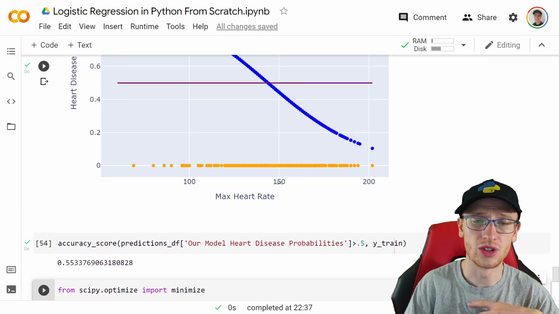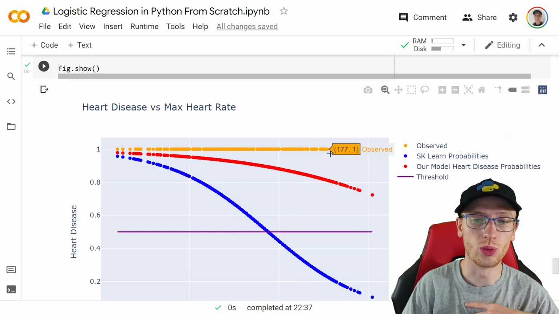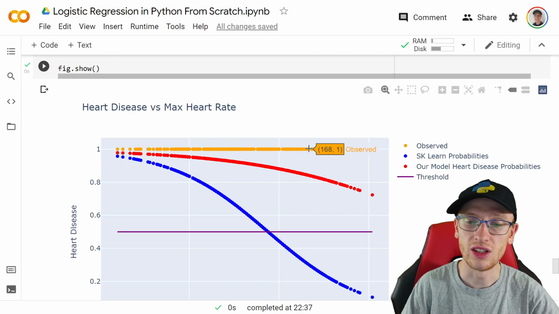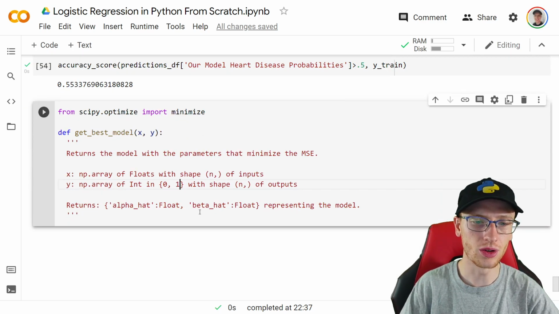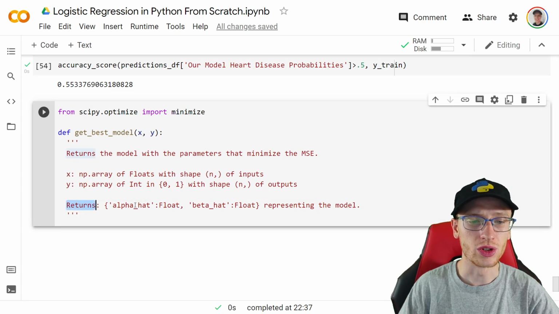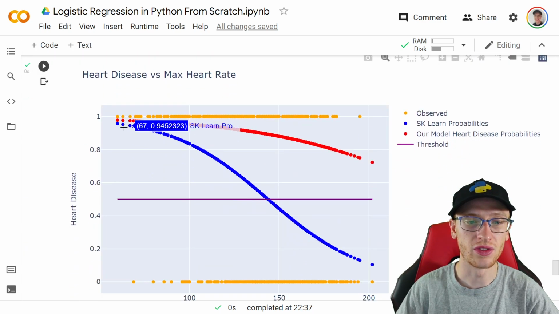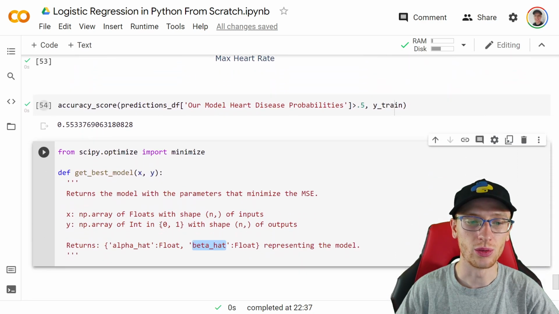Because these outputs are actually always either 0, which means they do not have heart disease, or 1, that they do have heart disease. So the x here that I'm pointing to on a screen you can't see, the 168, those are all the x's, that first value in the tuple, and the y's, that second value in the tuple, are the y's. So if we're given those things, we can return alpha hat as a float, the best intercept that minimizes the MSE, and beta hat, the best one that minimizes the MSE. Basically, we're just trying to find these two values that produce this curve. We're trying to make this curve, and we'll do that with SciPy.